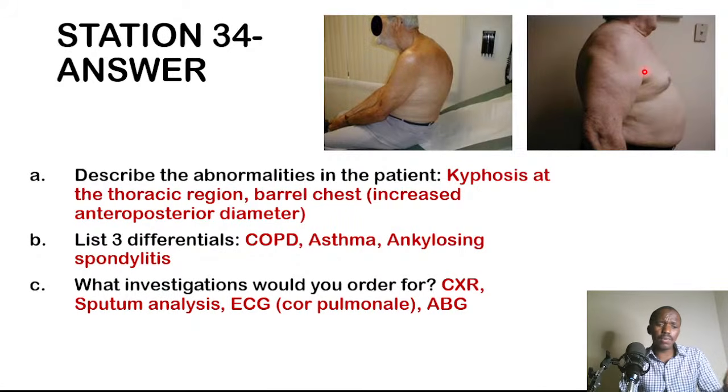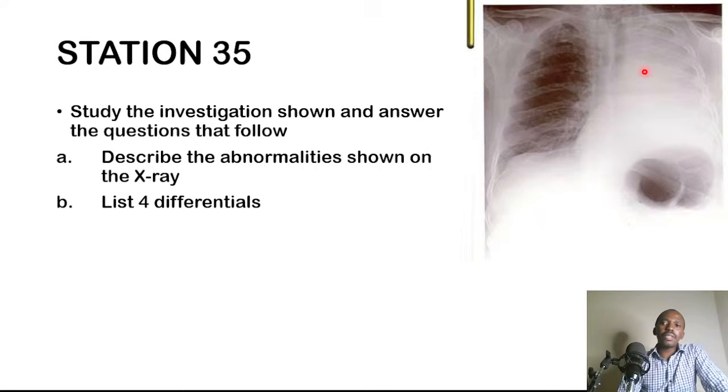Now the investigations that we want to do, of course, we want to order a chest x-ray, sputum analysis, an ECG, of course, like I told you, cor pulmonale earlier on, and we also want to do our arterial blood gases. I think this was a repeated station. I covered the station below. It was the total lung collapse, so I won't waste time on the station.